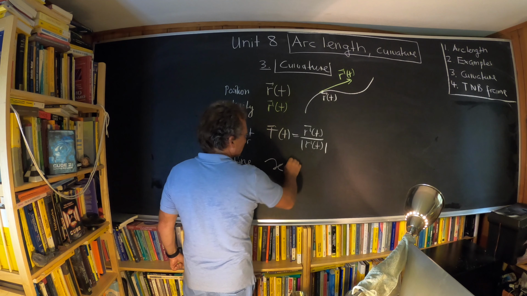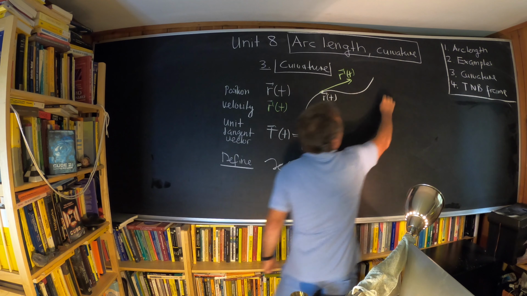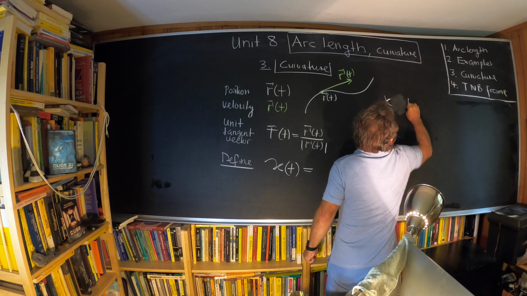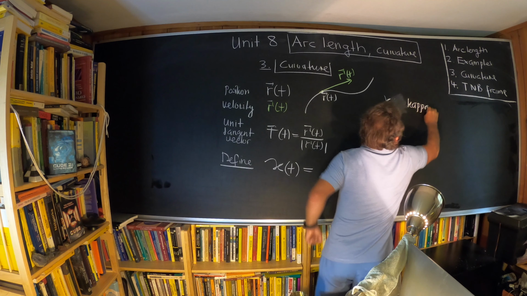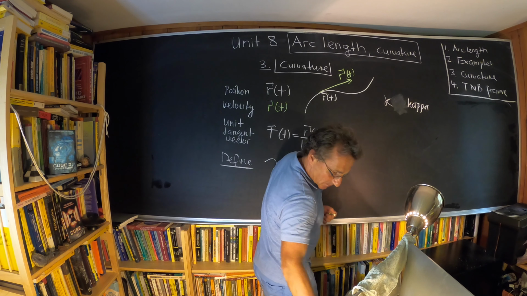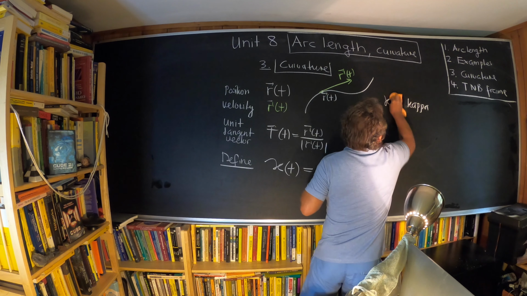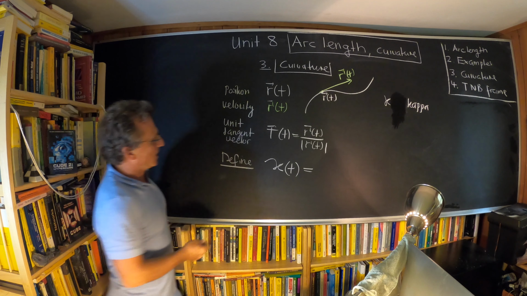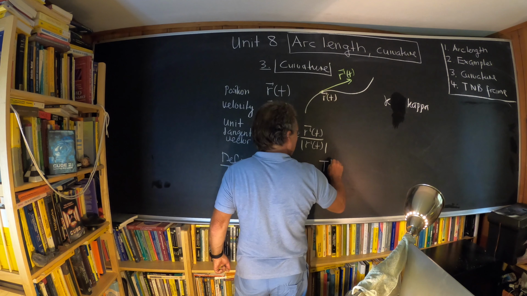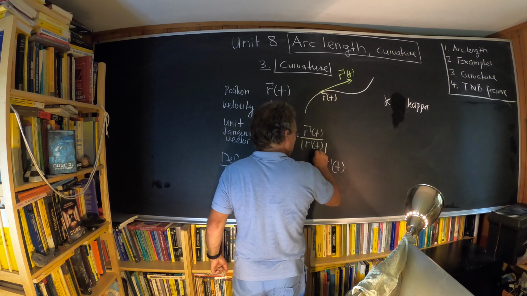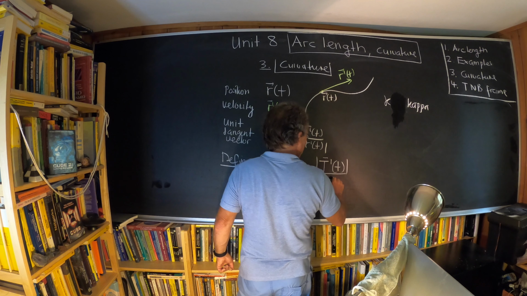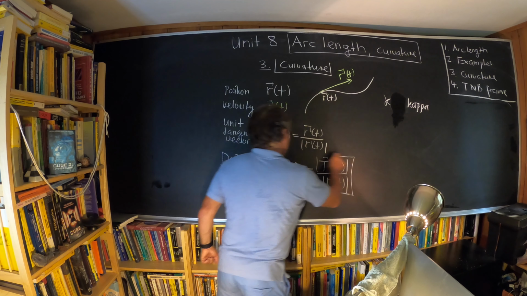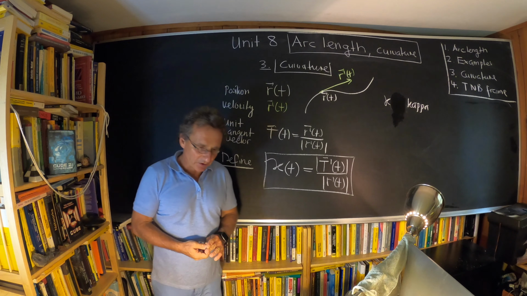So let's just define the curvature. Curvature kappa of t. Kappa is a Greek letter, the Greek k, and we just take the length of the derivative of T, T prime, and we also scale that by the length of r prime of t. So that's the definition of curvature.